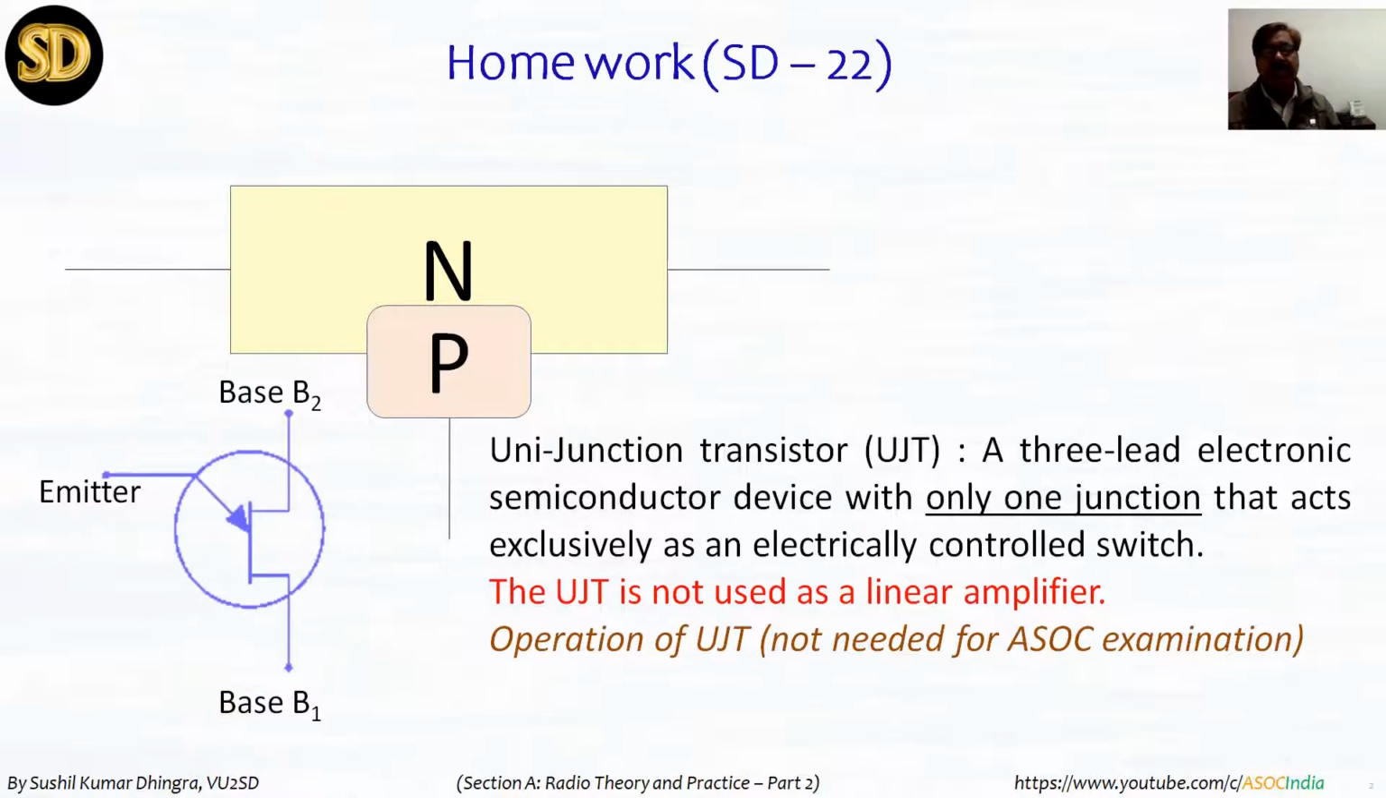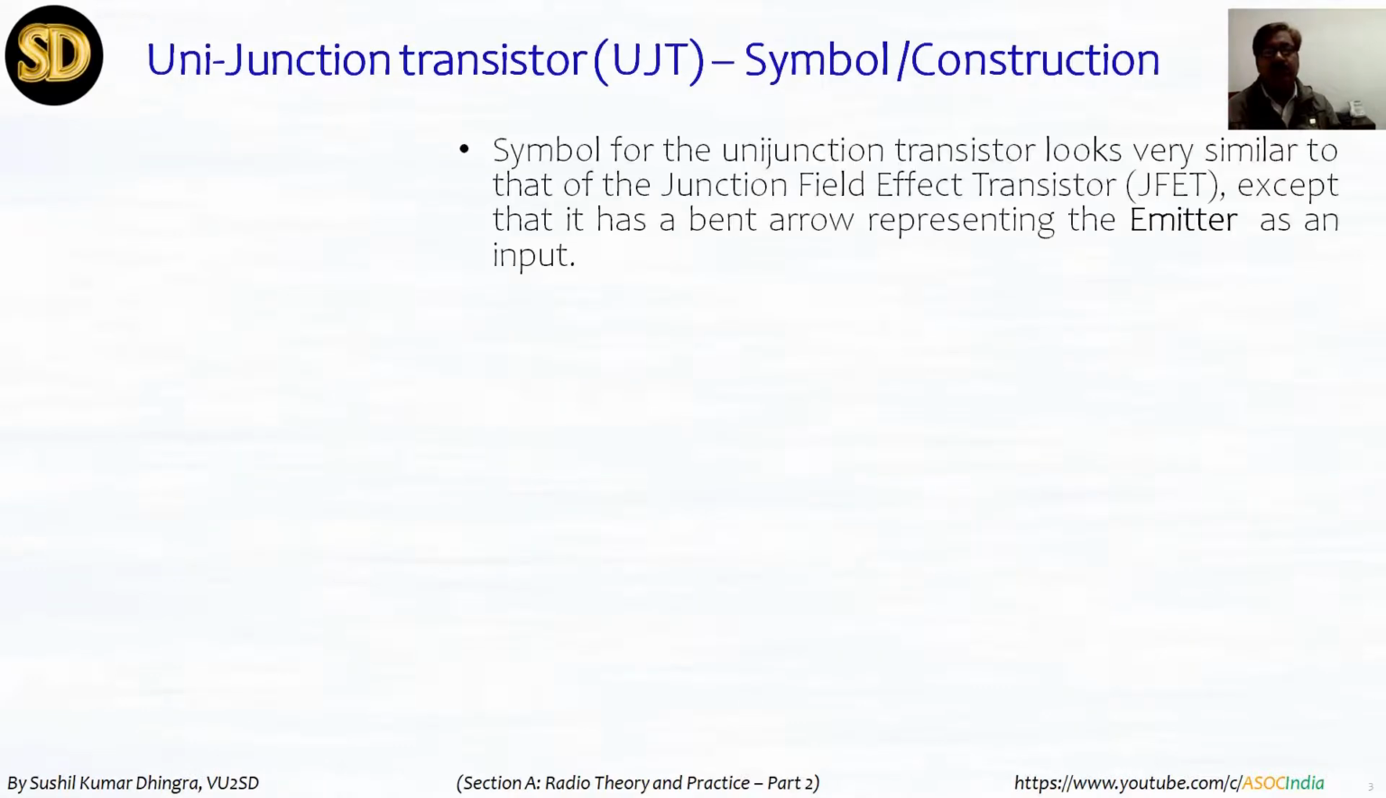So again showing the symbol. This is base 2, base 1, emitter, but this has an angular arrow, keep that in your mind. So what is the symbol and construction of UJT? Actually the difference is with JFET, which has a straight line, which I am going to explain in the next session, so watch that carefully. Today I am not going into detail, just showing the construction of the UJT, uni-junction transistor symbol.